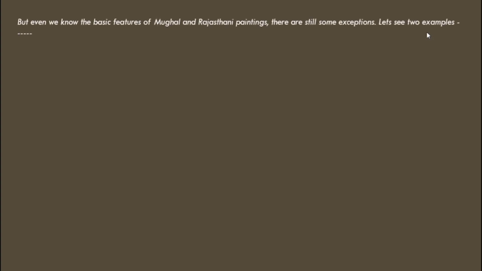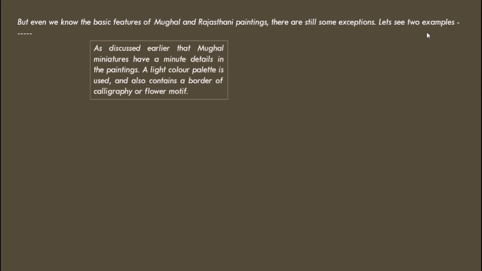Now, when we have seen all the paintings, there are still certain exceptions. We will see two of these examples. As I have discussed earlier, in the Mughal miniatures, there are always going to be minute details. Light color palettes are used. In the border, there will be calligraphy or flower motifs.